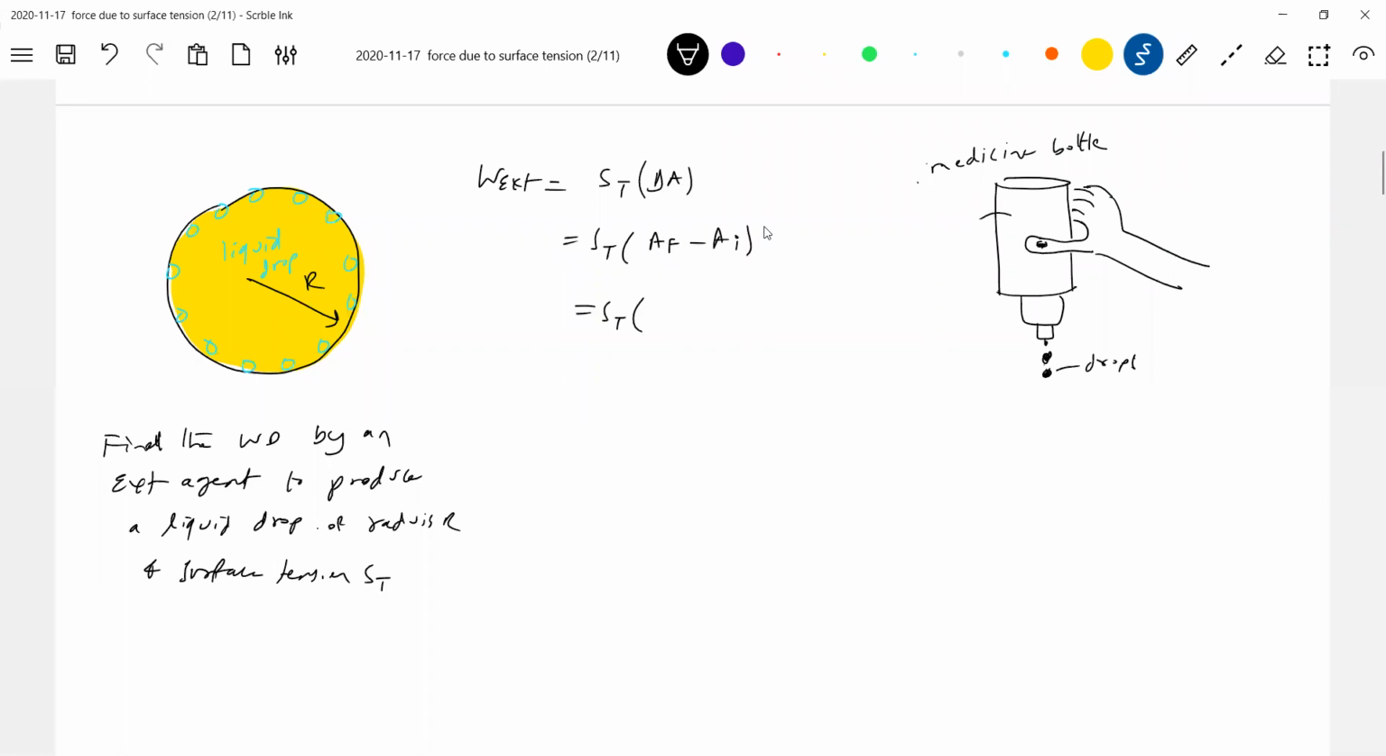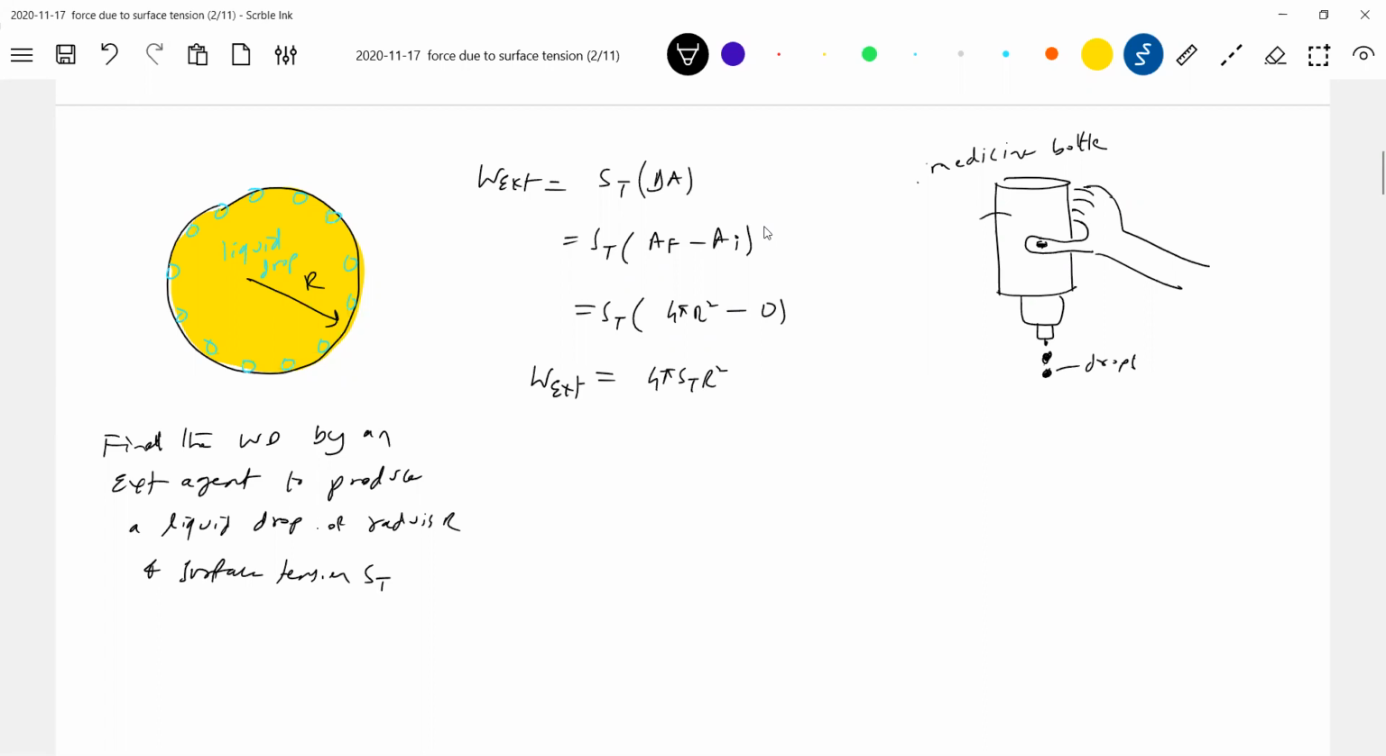What is the final area? 4 pi r square. Initial area 0. So therefore, how much is it? 4 pi ST r square. This much work I should do to produce that liquid drop. Getting the idea now? Slowly we are moving on. It's very important, I'm telling you: food industry, pharmaceutical, paints, shampoo, detergents, everything revolves around this particular chapter.